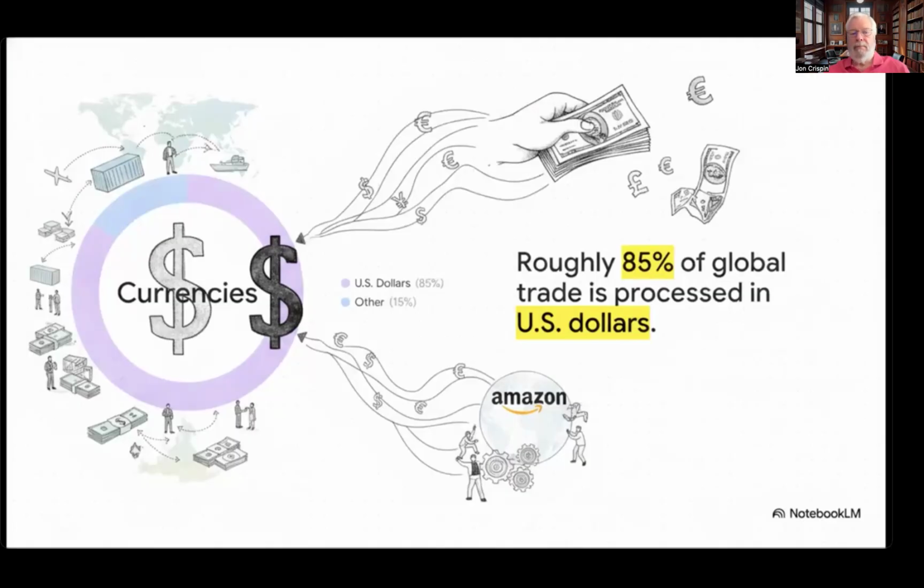Roughly 85% of all global trade is processed in US dollars. That is a massive chunk. It means if these 66 nations want to do business with a US-based giant like Amazon, they are fundamentally forced to build up their stock of US dollar foreign reserves. If a country runs low on dollars, doing business becomes incredibly painful, and companies are left scrambling with complex currency exchanges just to get paid.